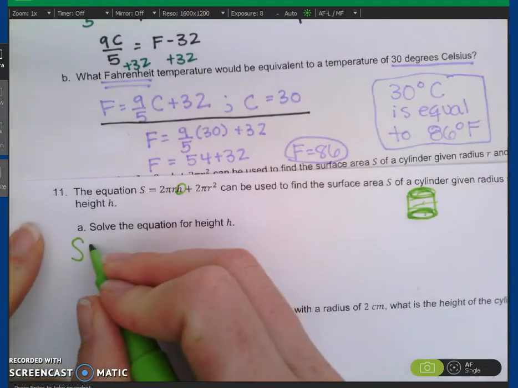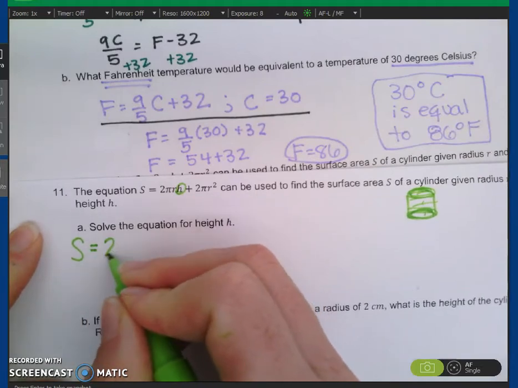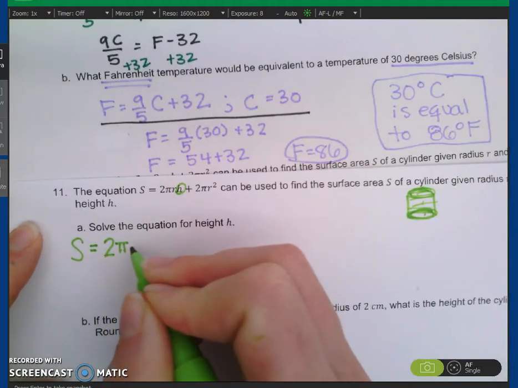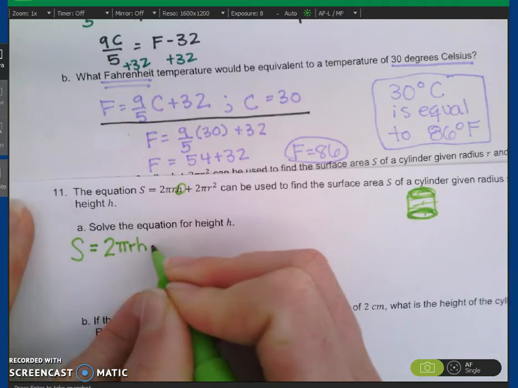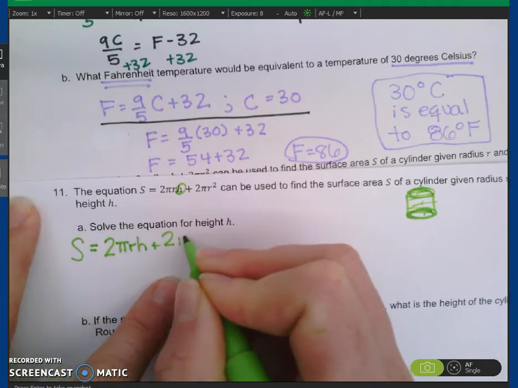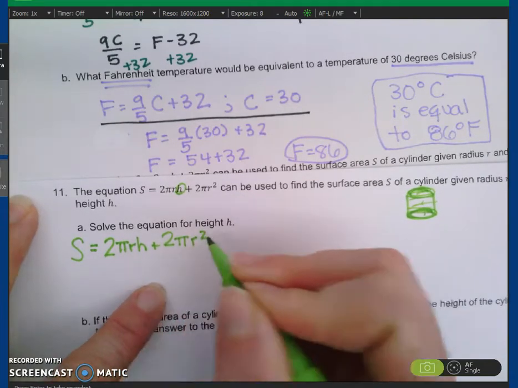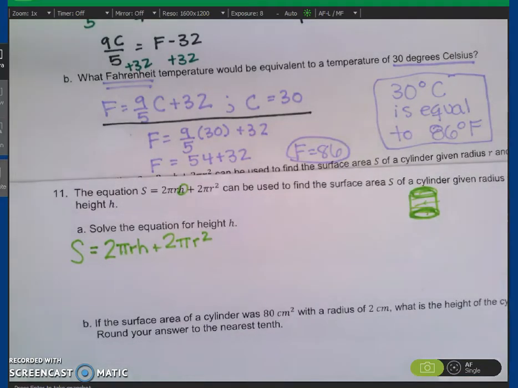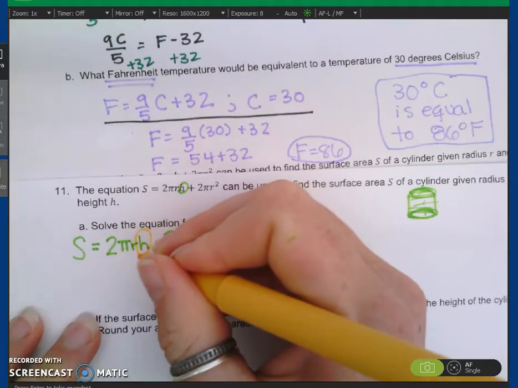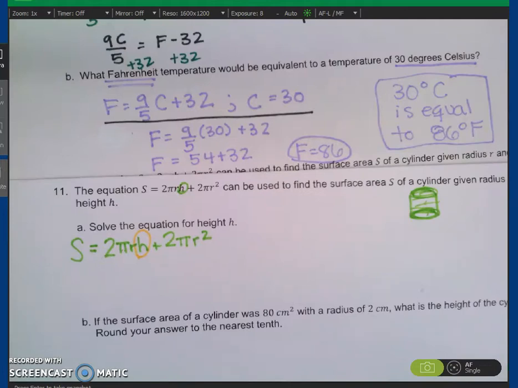So please don't do that. Capital S equals 2 pi rh plus 2 pi r squared. Let's take a look. Did you get a little deja vu when you were writing this equation?